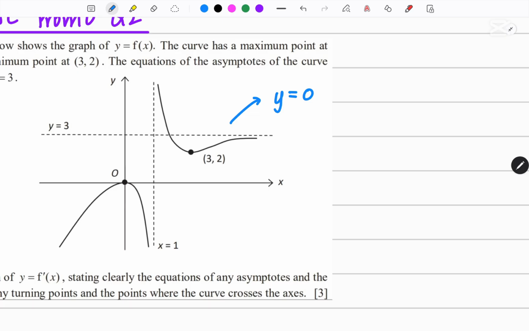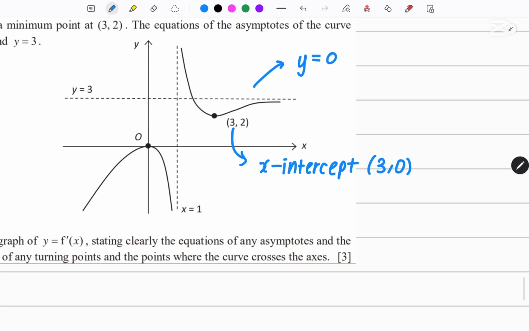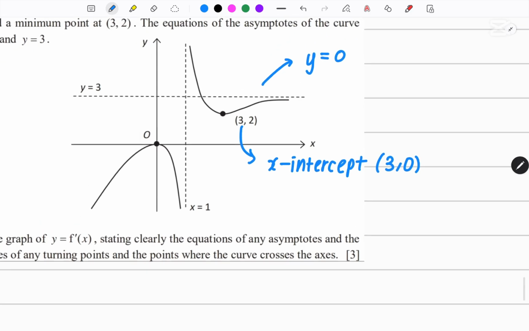Okay, the next thing is that your stationary points, your turning points like 3 and 2, they will actually become x-intercepts. So this will become an x-intercept of (3, 0). Okay, so I'm annotating now so that when I draw my actual graph later, it will be easier.